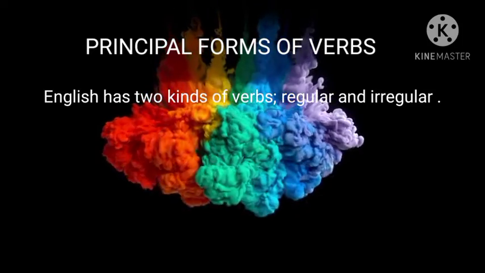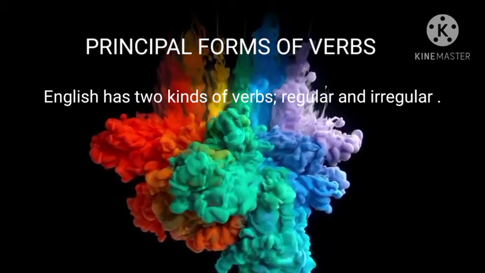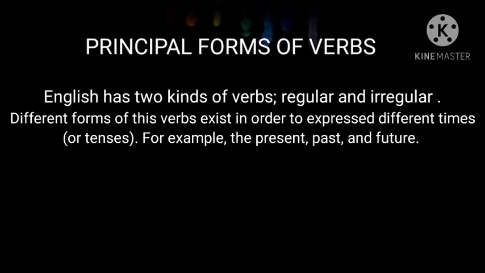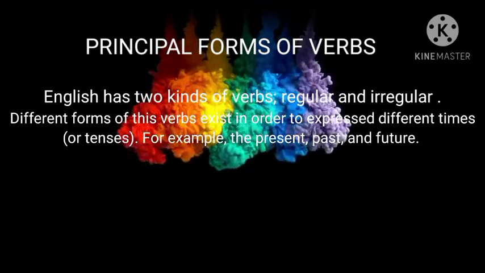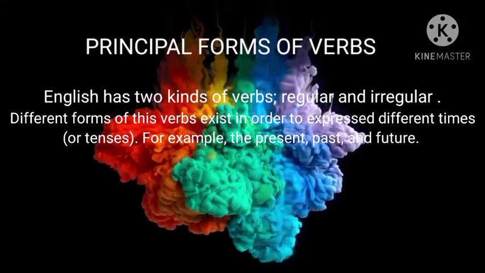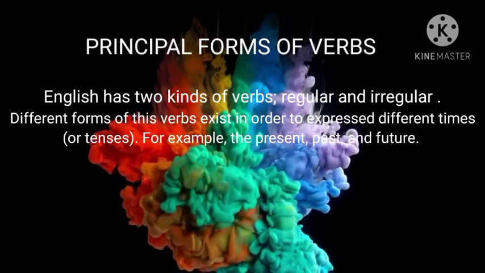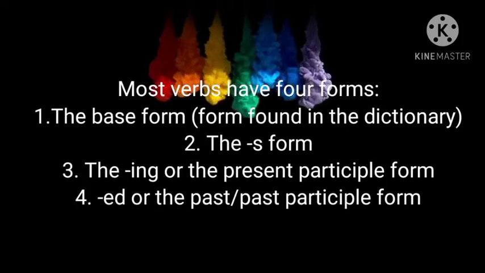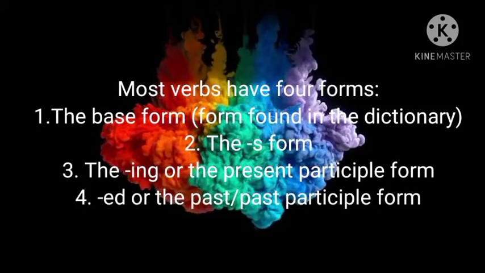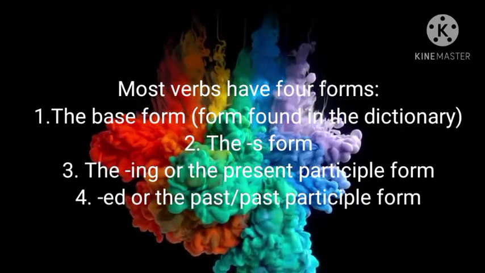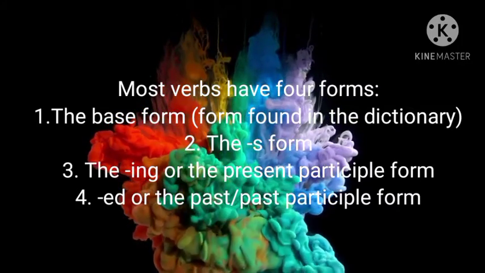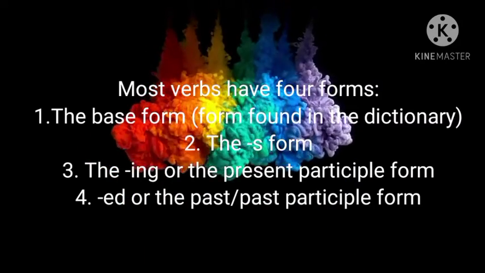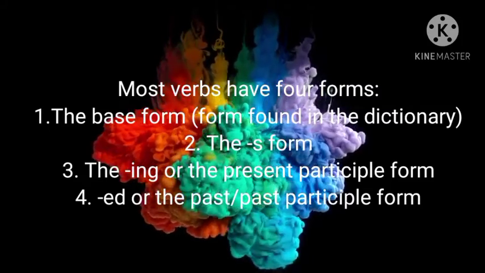Principal forms of verbs. English has two kinds of verbs, regular and irregular. Different forms of these verbs exist in order to express different times, or what we call the tenses. For example, the present, past, and future. Most verbs have four forms. The base form or the form found in the dictionary, the S form, the ing or the present participle form, and the ed or the past or past participle form.